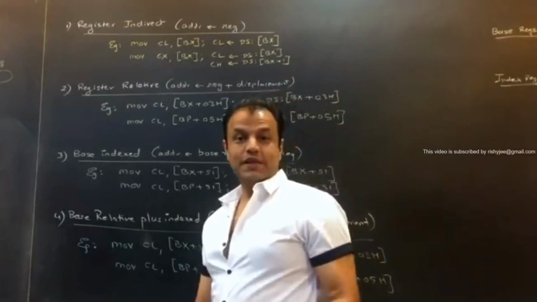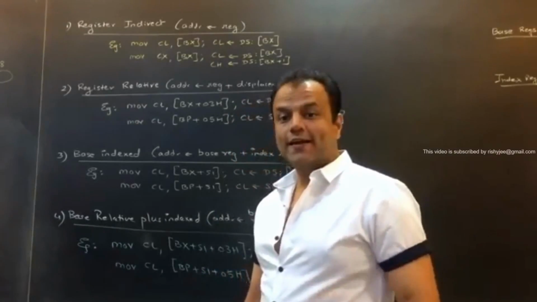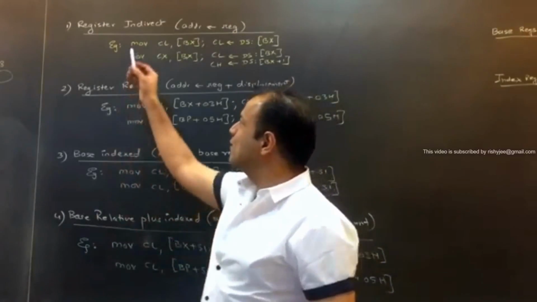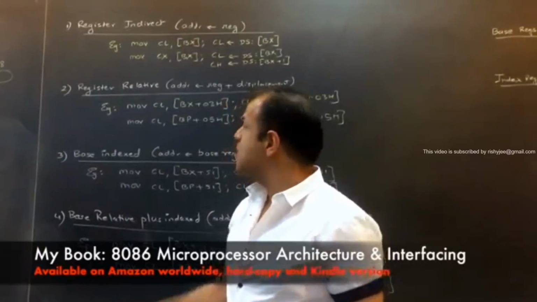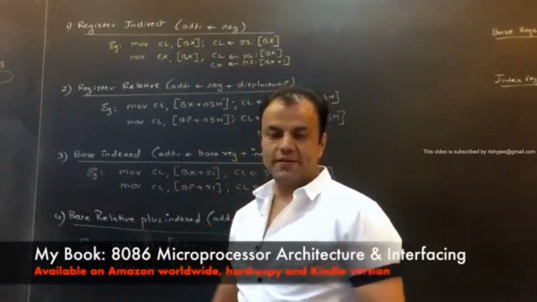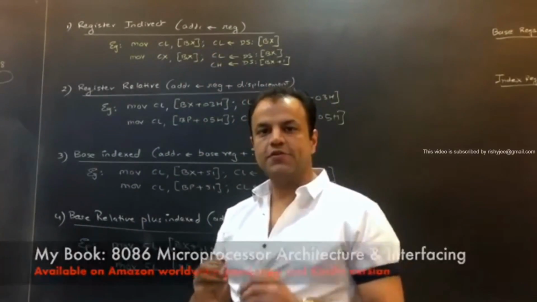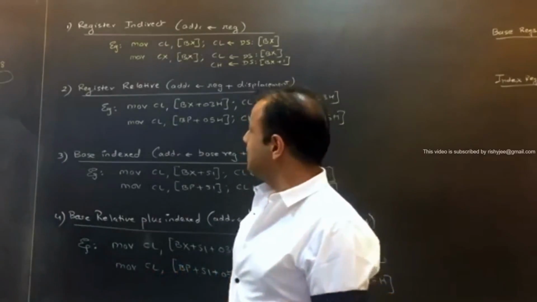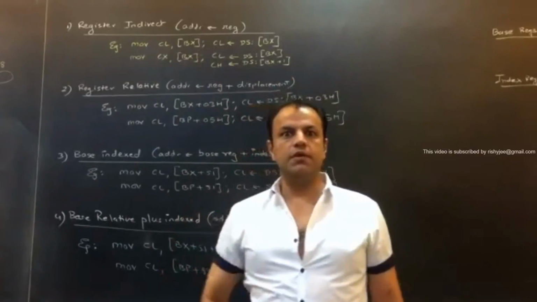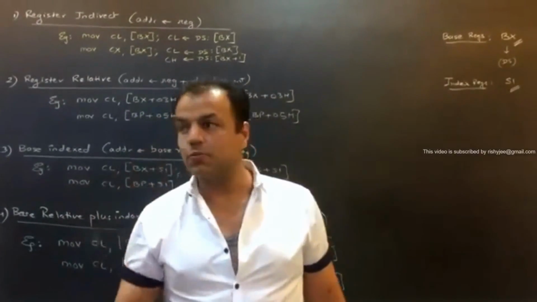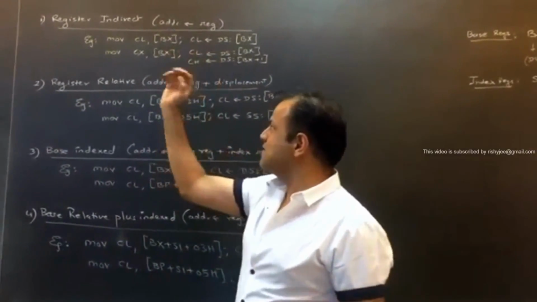Now we start learning the various types of indirect addressing modes. The first one is called register indirect. It's the most basic form of indirect addressing mode, where the address is simply given by a register. I repeat, address simply given by a register. Example, move CL comma square bracket BX. Many people when they look at this instruction, they go crazy. What does this mean? Let's understand.